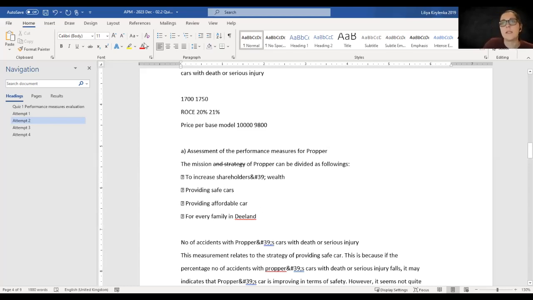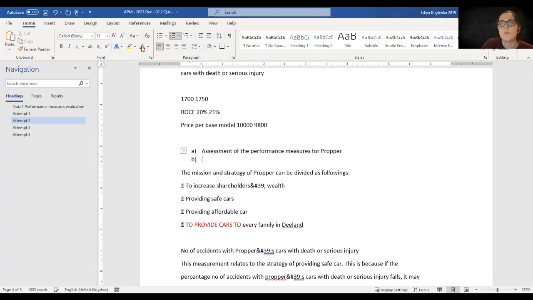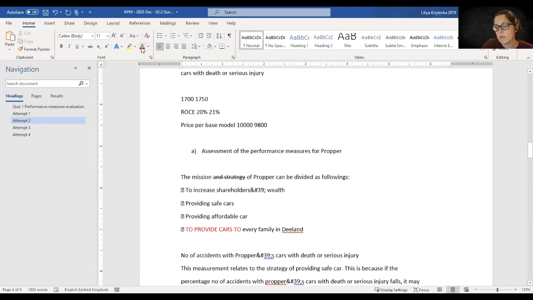Okay, but in here we need to make sure that it sounds English, so we need to say to provide cars to every family in the land. Okay, again, we need to state why we're doing that. Why breaking mission impacts to get our mark for analysis and evaluation that we cannot ignore.